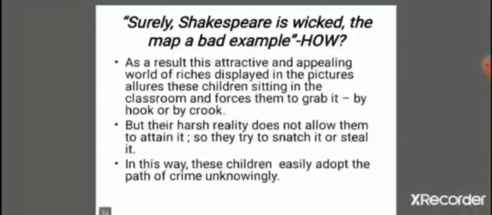So the poet says, surely Shakespeare is wicked, the map a bad example. Children, it sounds quite strange. How can Shakespeare be wicked? And how can a map be a bad example? Sounds quite strange. But see how the poet proves it right, but in some other meanings.